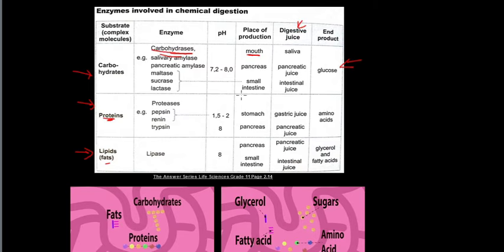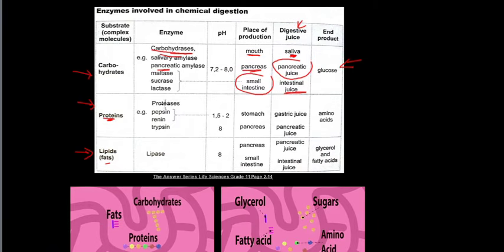It is found in the mouth, specifically the saliva as a digestive juice. I can't remember if I mentioned in the previous video, but saliva actually starts digesting, I think about 30% of carbs, I'm speaking under correction, in your mouth already. Then you've got pancreatic amylase. This is produced in the pancreas, and it is found in pancreatic juice that is secreted into the small intestine. Then you've got maltase, sucrase, and lactase, all produced in the small intestine, and they form part of intestinal juice.